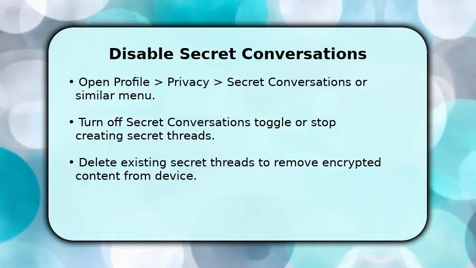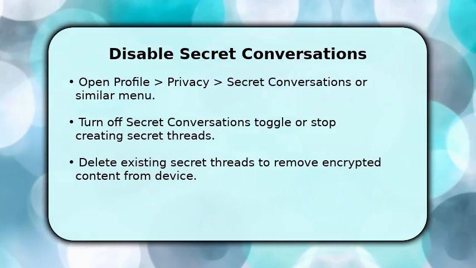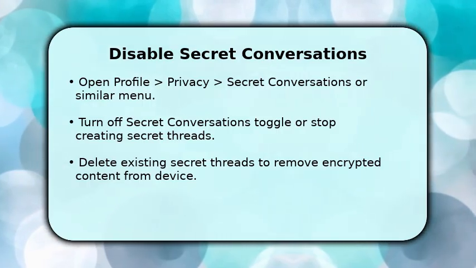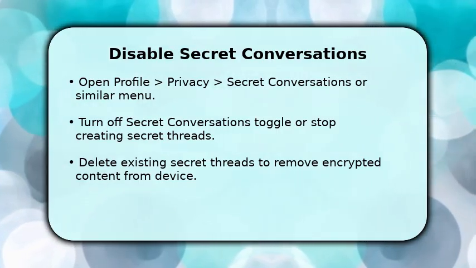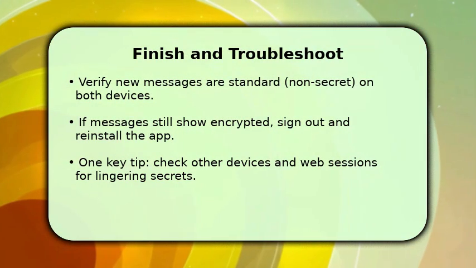Then delete any existing secret conversations to clear stored encrypted content from your device. Make sure to confirm deletions. Some platforms keep ephemeral caches. To finish, test by sending a normal message and verifying it appears as a regular thread on both devices.